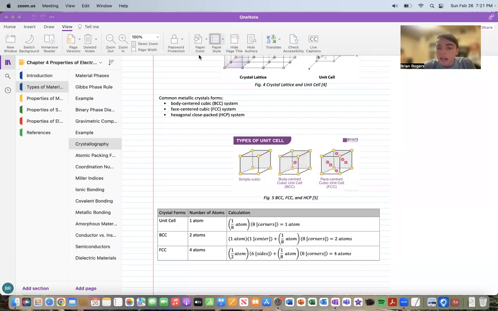Okay. Then face centered. What is face centered referred to? Notice that basically it's on the face.